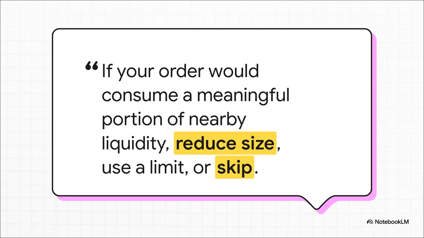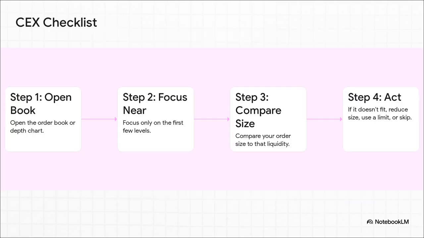If your planned order is going to eat up a big chunk of the liquidity you can see right near the price, you have 3 professional choices. You either reduce your size, use a limit order, or you just skip the trade. That's it. So on a centralized exchange, a CEX, it's a really simple 4-step process.